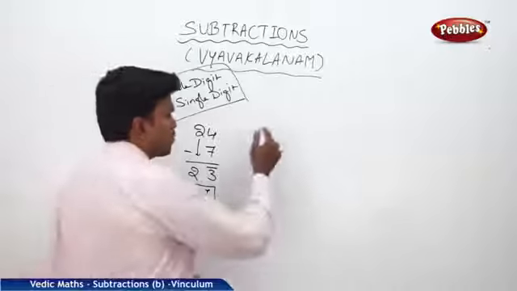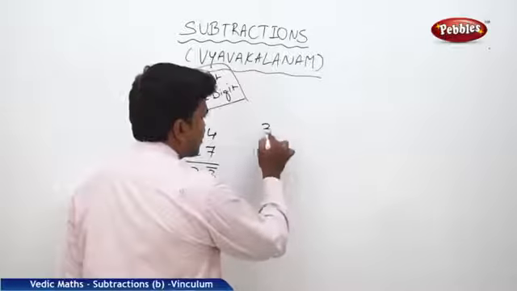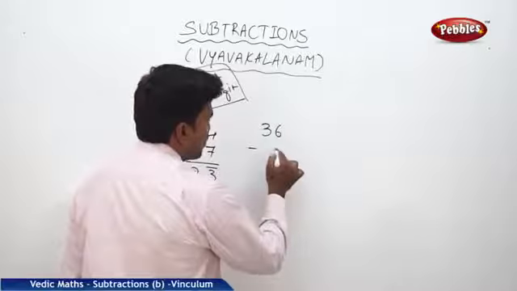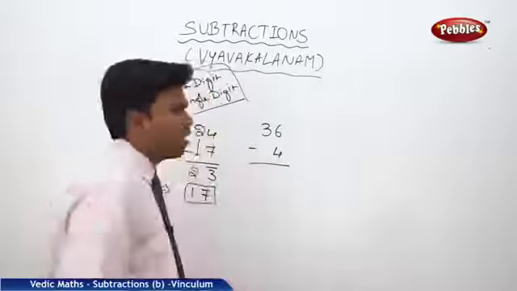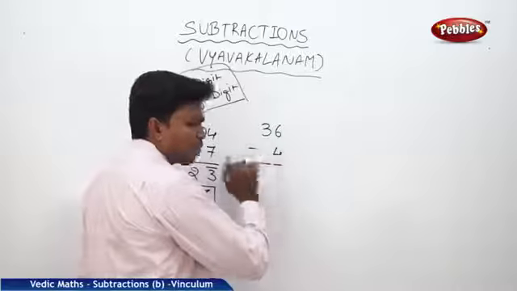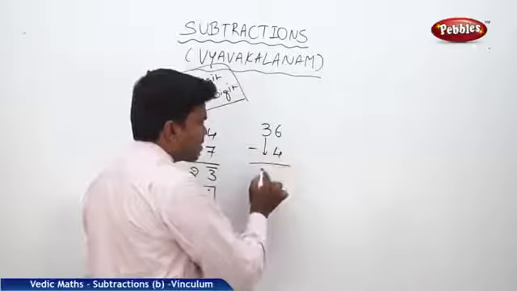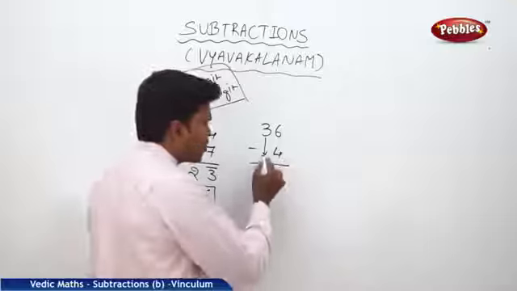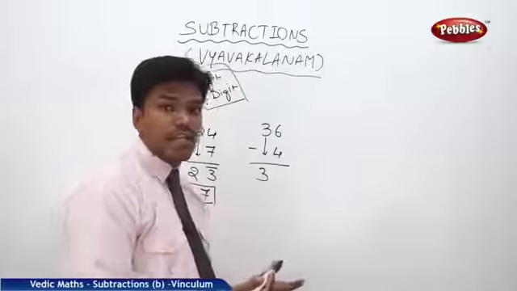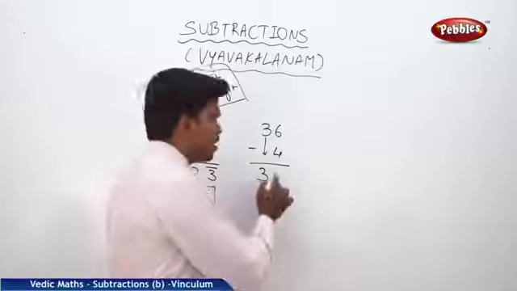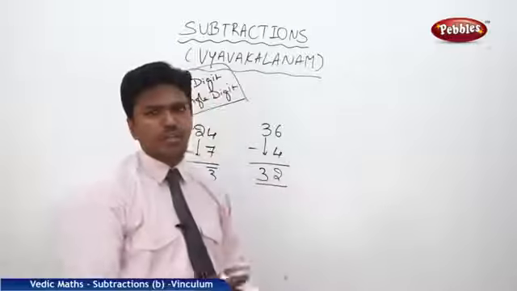Now we'll take one more example. Suppose 36 minus 4. I want to subtract 36 minus 4. Just like the same way, start from left to right. So drop 3 as it is. Since there is no digit below that one, I am dropping 3. Now 6 minus 4. Yes, it is possible. So directly you can write 2. So the answer is 32.